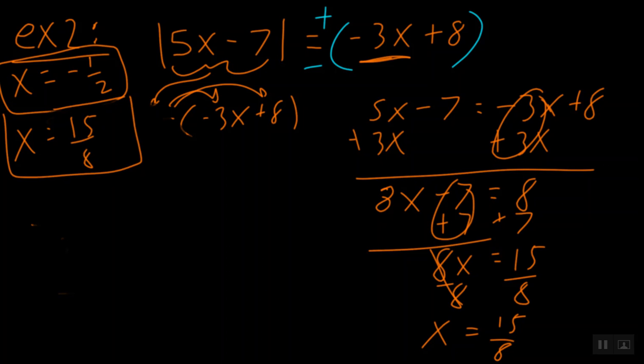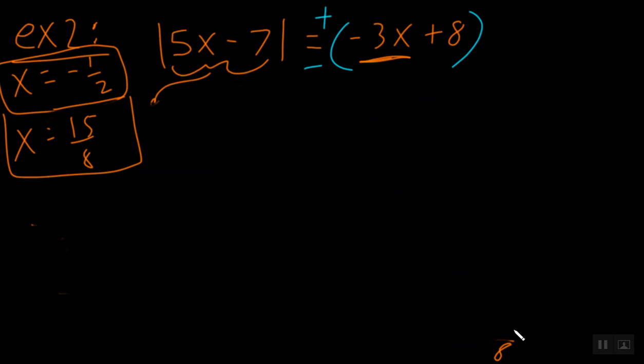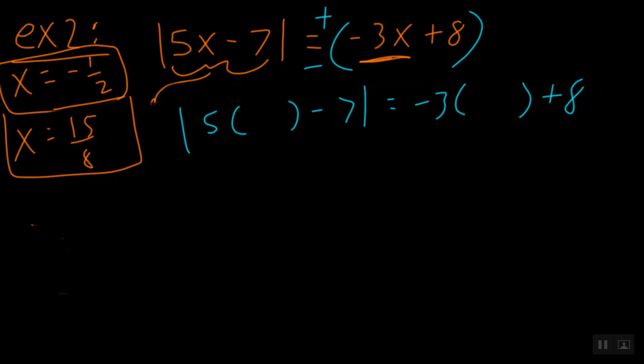You would say, okay, I found my two potential solutions, and we're going to stop right there. However, I want to show you how you find your potentially extraneous solution. Okay, so let's try out our very first one, this negative 1/2. We'll say we have the absolute value of 5x minus 7 is equal to negative 3x plus 8.